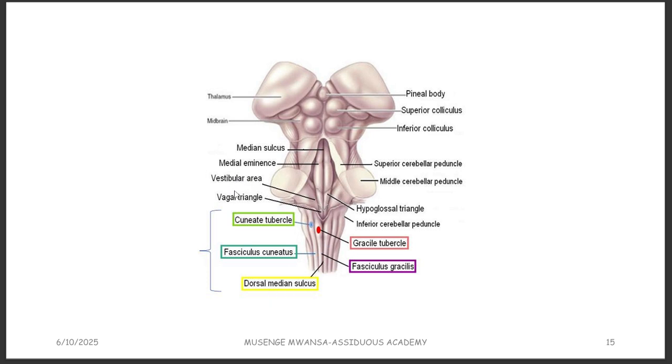And then you can see the areas that we mentioned, the hypoglossal area, which is the medialmost, and then you have got the vagal. This is the hypoglossal triangle. Then you have got the vagal triangle, which is a bit more down. Then you have got the vestibular area, which is even more lateral. So this is the open medulla.